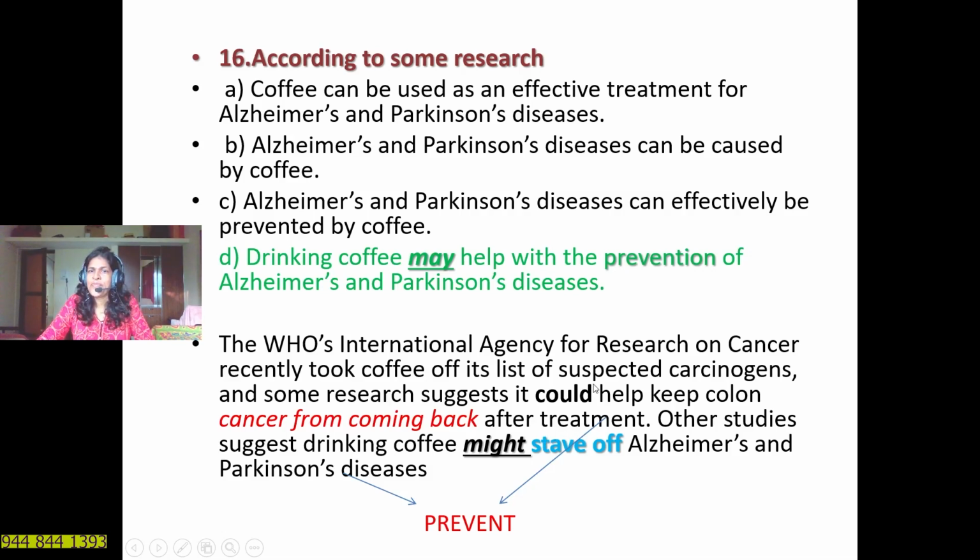Because they say could help colon cancer coming back after treatment, and other studies, because some studies, no, other studies suggest drinking coffee might stave off. Might is the modal verb, may is the modal verb. So in both the question as well as the statement, the text has got a modal verb. Prevention is nothing but stave off. The synonymous language, prevention is stave off. So the option D is the correct answer.